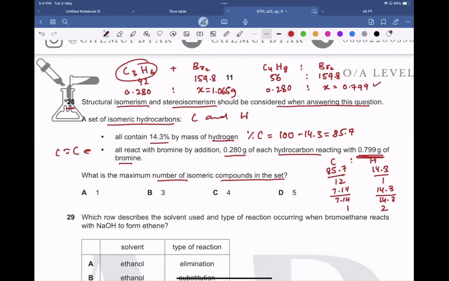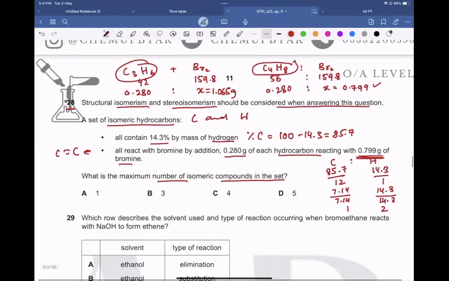Yes. So we got to know that the hydrocarbon has a molecular formula of C4H8. Now what they are saying is how many isomeric compounds of C4H8 can react. Okay. So let's have a look. One can be but-1-ene, right?